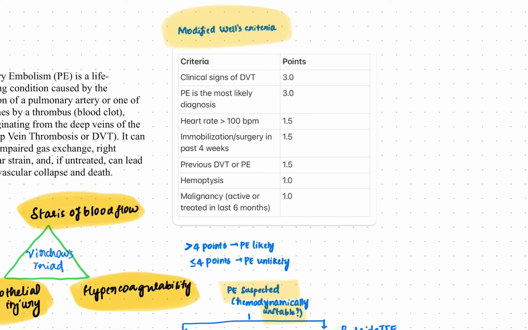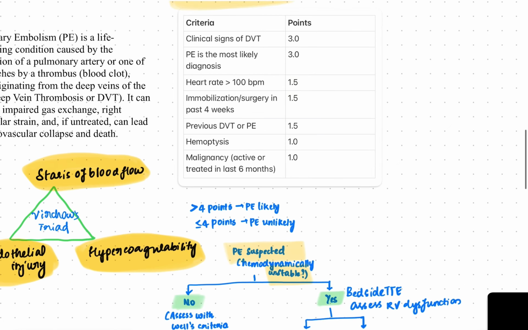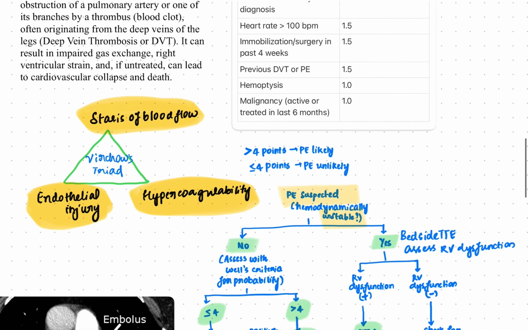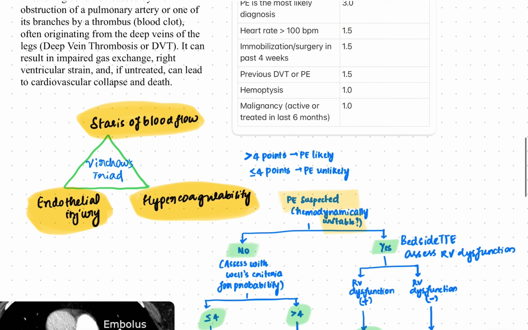Heart rate more than 100 beats per minute, here 1.5 points are given. Immobilization or surgery within past 4 weeks, 1.5 points are given. Previous DVT or pulmonary embolism, 1.5 points are given. Hemoptysis and malignancy, for each one 1 point is given. So we will cumulatively add the points. If it is more than 4, pulmonary embolism is likely. If it is less than or equal to 4, pulmonary embolism is unlikely.